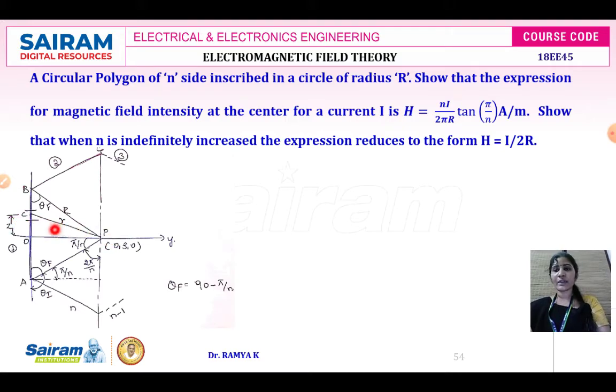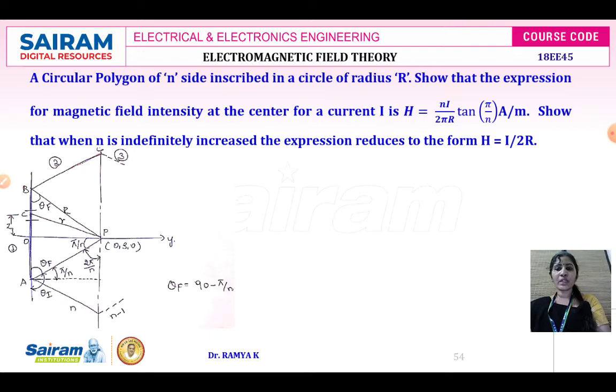The coordinates of this point P is 0, rho, 0, and the coordinates of point C is going to be 0, 0, z. It is going to be the starting point of the conductor, and it is going to be the end point of the conductor. From the starting point of the conductor to the point under consideration, the angle made is theta I. From the end point of the conductor to the point under consideration, the angle made is theta f.